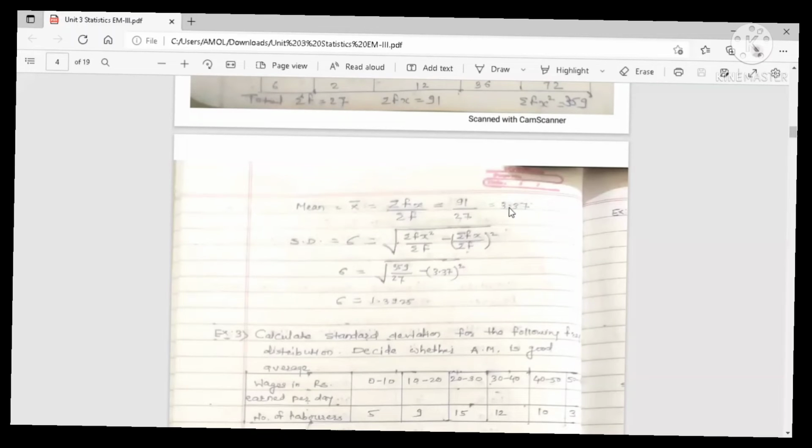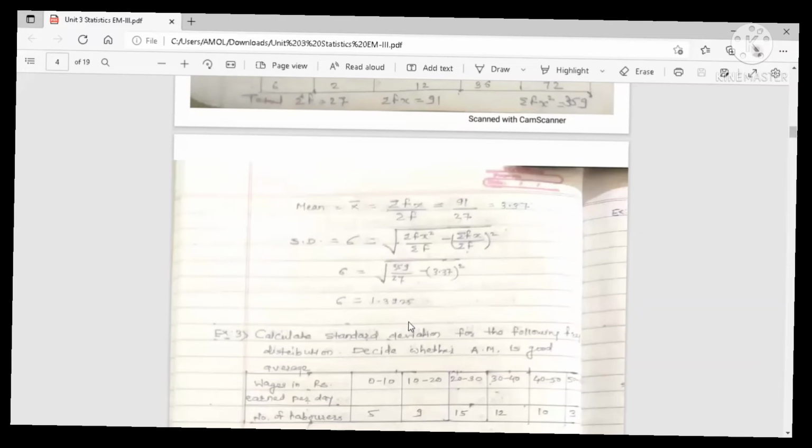So x bar is here 3.37. You just do the square of 3.37. First term, summation fx square upon summation f. Summation fx square is here 359. So put summation fx square is equal to 359 upon summation f is here 27. So put summation f is equal to 27. Now you do the calculation. Under root 359 upon 27 minus 3.37 whole square. We calculate the value, then the standard deviation is there 1.3925.